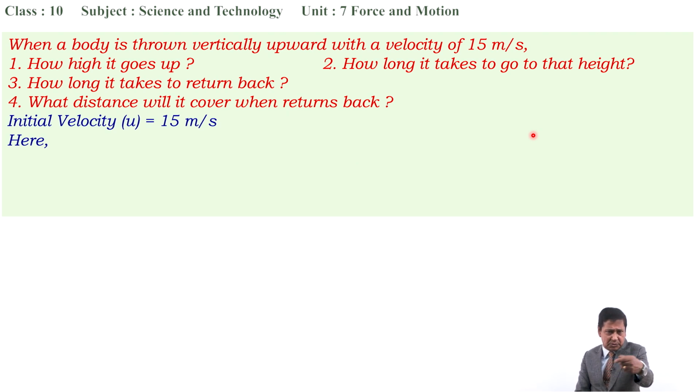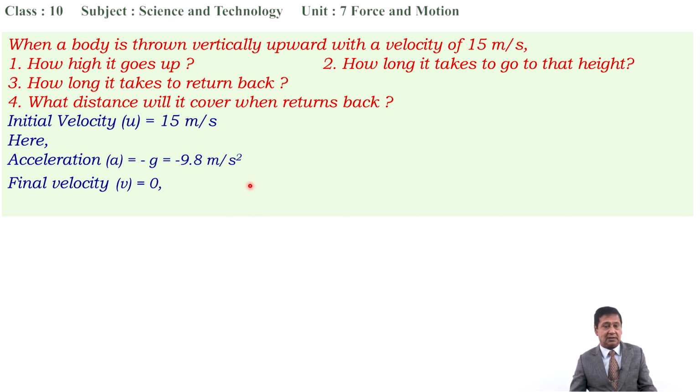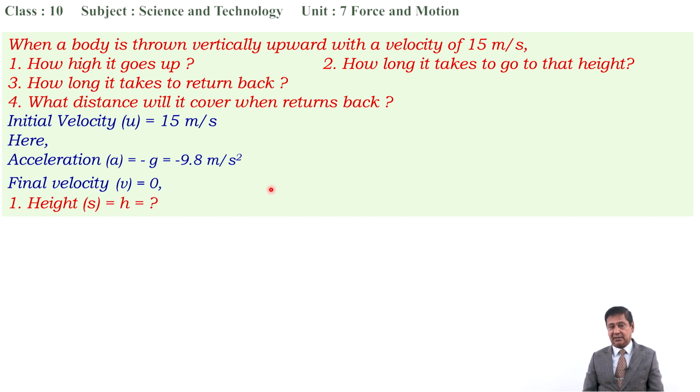But here we have some hidden information. What I told you just before this: if a body is thrown vertically upward, then acceleration will be minus g, minus 9.8 meter per second square, and final velocity will be 0. v will be 0, a will be minus 9.8. Two pieces of hidden information are written here now. Now the question is height: how high it goes up. Height is denoted by h instead of distance s.